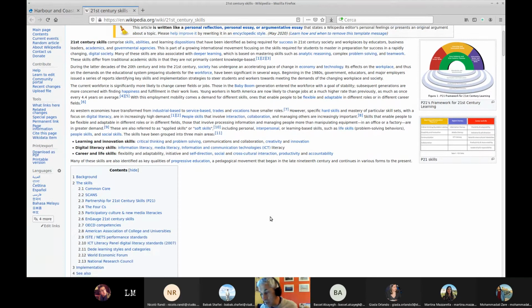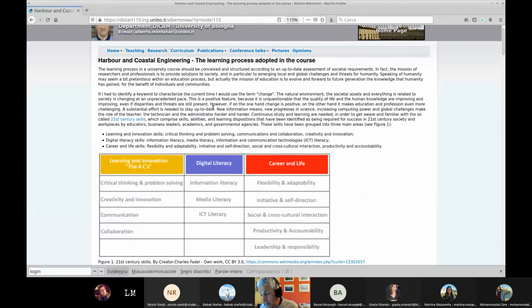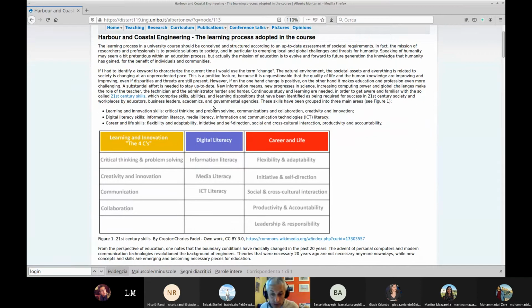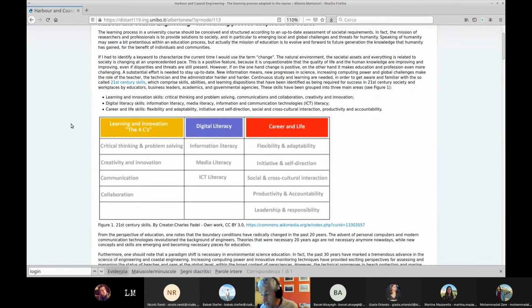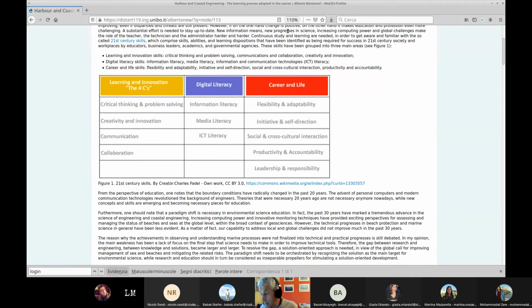Now, we are not reading this web page, so I close it, and let me go back to my web page, where you find this table, which is taken from the Wikipedia page, where the 21st century skills are summarized. They are divided in 3 categories: learning and innovation, the 4 C's, digital literacy, and career and life. So let's have a rapid look.